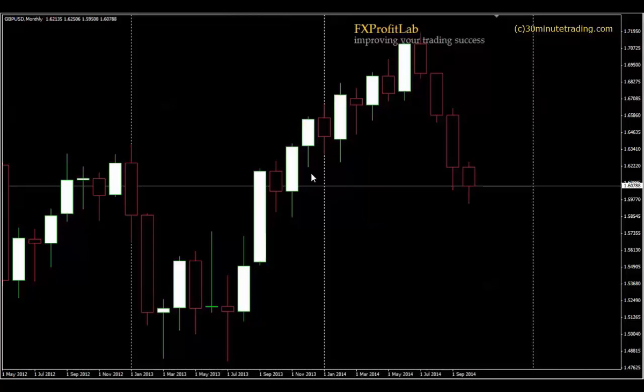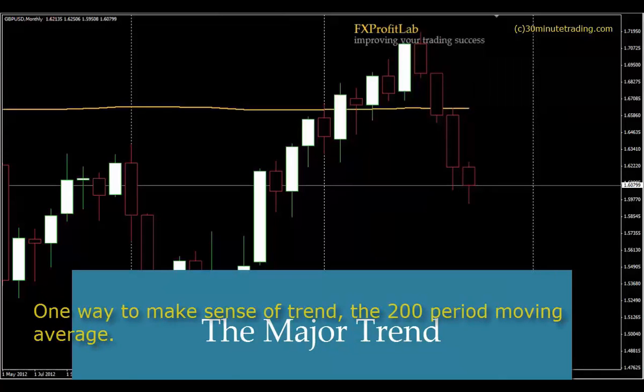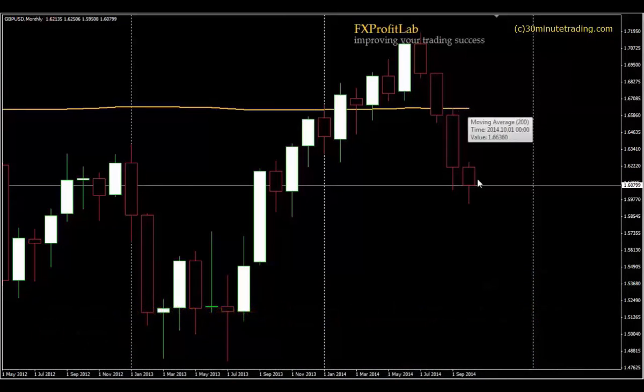And one way of also making sense of it is to put things called moving averages onto the chart. So I've just put a moving average onto this chart, and this is a 200 period moving average. If you listen to the commentators on the news forecasts and things like that, you will often hear people say it has hit the 200 moving average. And they think that is absolutely significant, crucial, and all the rest of it.